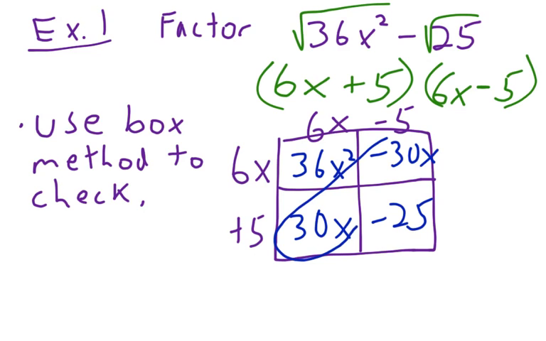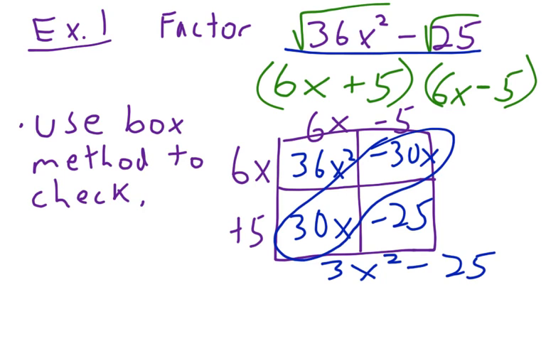Remember, your like terms are almost always going to be those diagonals. So just combine them, and what do you notice about 30x minus 30x? That's right, it cancels out. So we're left with 36x squared minus 25. Is that what we started with? Yes. So we definitely got it right. You can always use the box method to check to make sure you did it right.